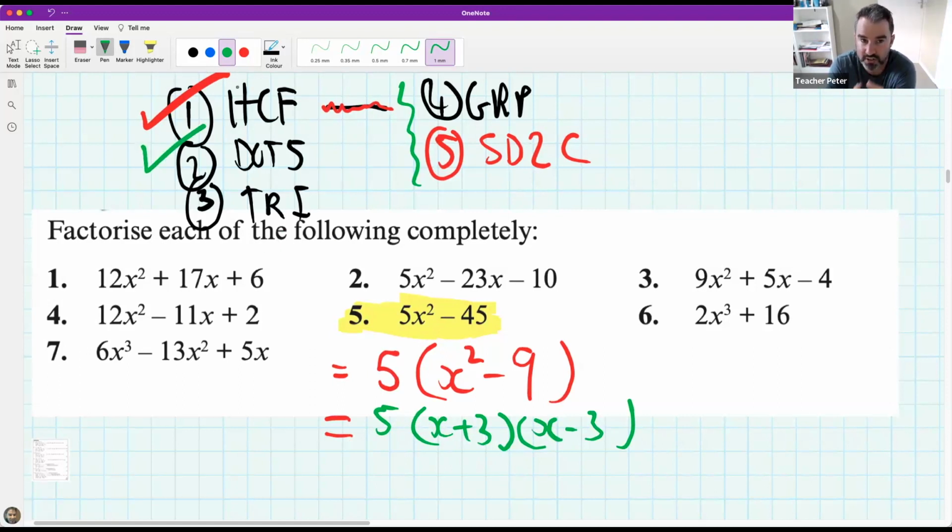So what Amy showed us there was step 1, highest common factor, step 2, difference of 2 squares, and now it's completely factorized, which was awesome. Okay. I want us to try this one over here. Go team. So number 7, and I want to know, where would you start if you were going to factorize number 7?